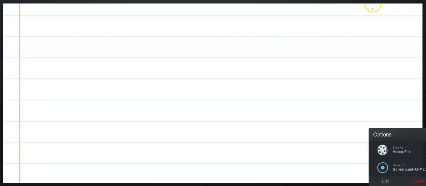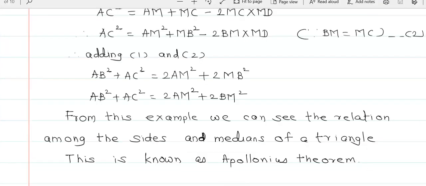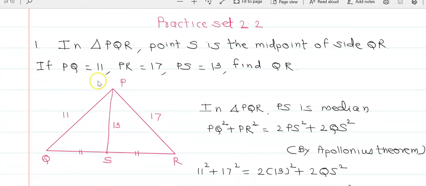Now again I will show whatever I had written on the board. This is practice set 2.2: in triangle PQR, S is the midpoint of side QR. If PQ is equal to 11, PR is equal to 17, PS is equal to 13, find QR. This is given. As PS is the median, we'll apply the Apollonius Theorem.